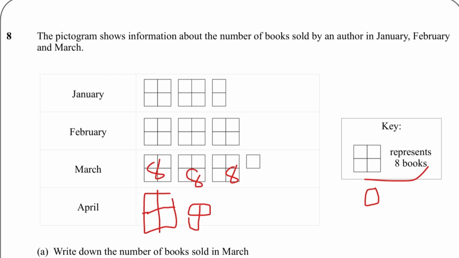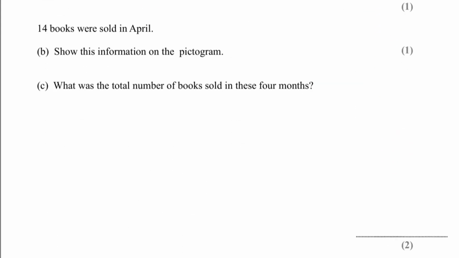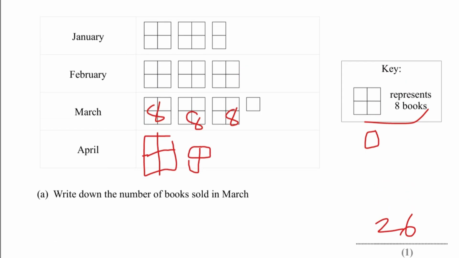Okay, so something like this to make it 14. Now, the next thing they said, find the total for the 4 months. So the total is addition. We're going to add for the 4 months. And how do we do that? So you get each of these and add it together.